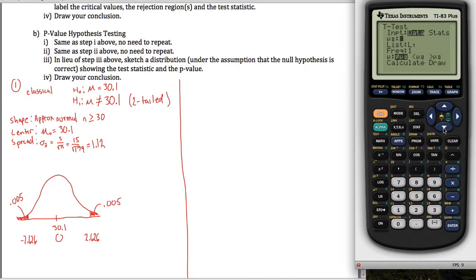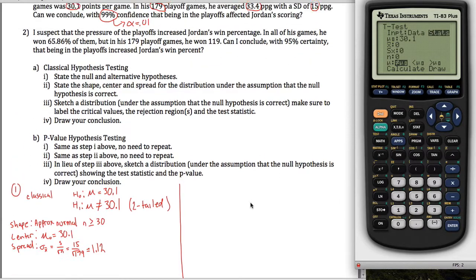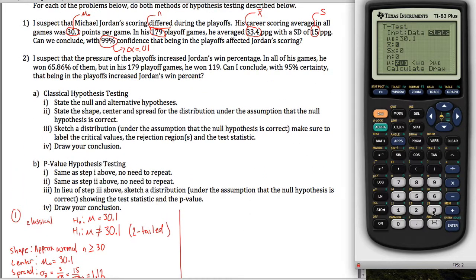We have data, mu naught is equal to 30.1. Oh, sorry, we don't have data. We have statistics about the data. We don't have a list of data itself. Mu naught is 30.1. X bar was 33 something, 33.4. S, so I'm not asking for the spread here. I'm asking for S, which is 15. And N, not asking for the degrees of freedom. I'm asking for N, which is 179. And then you tell it your alternative hypothesis is this one, that mu does not equal mu naught. And you go to calculate.